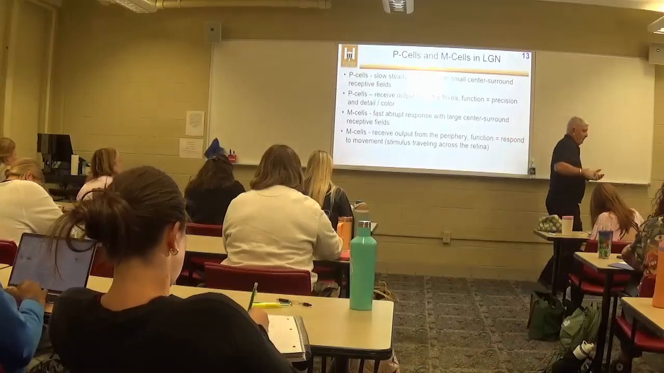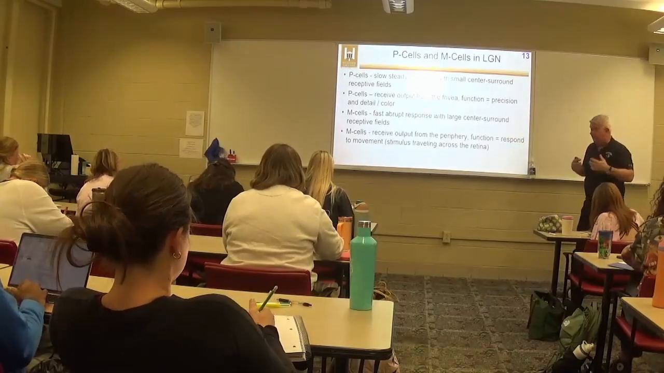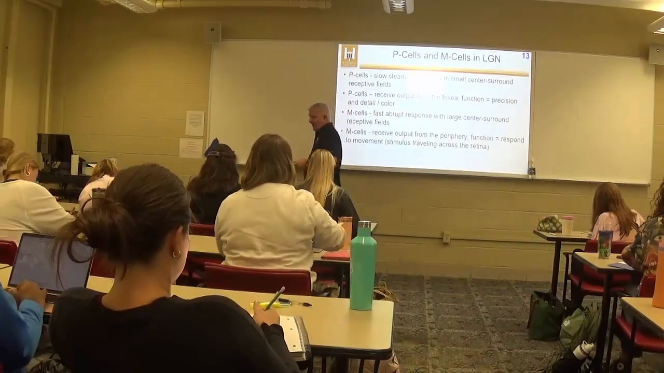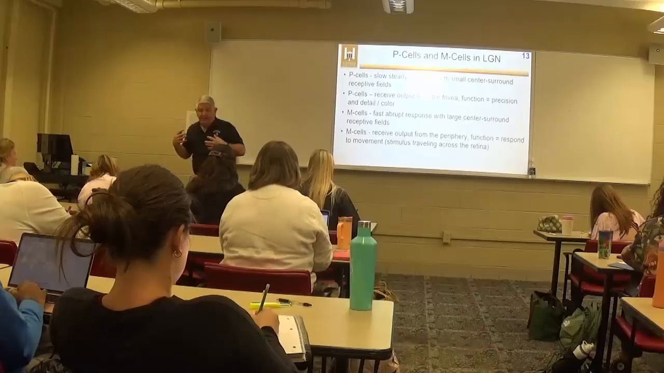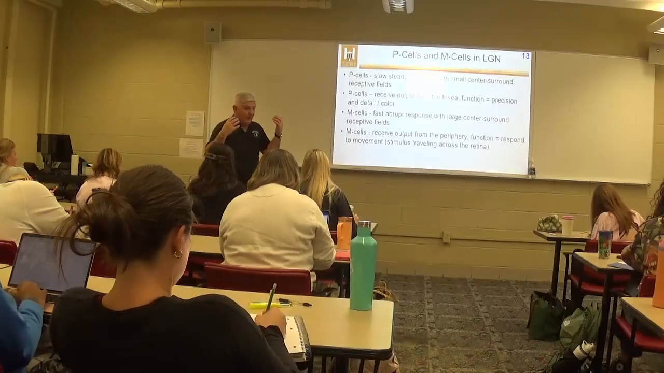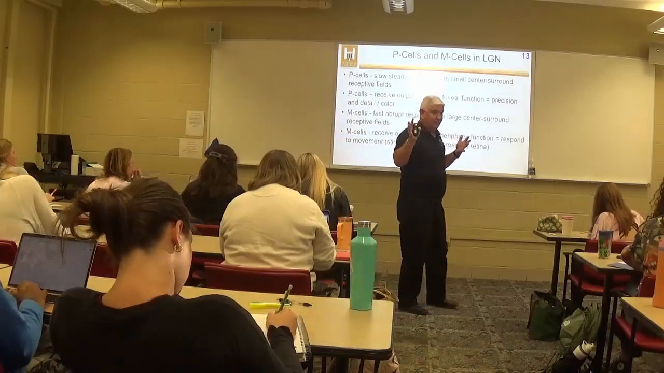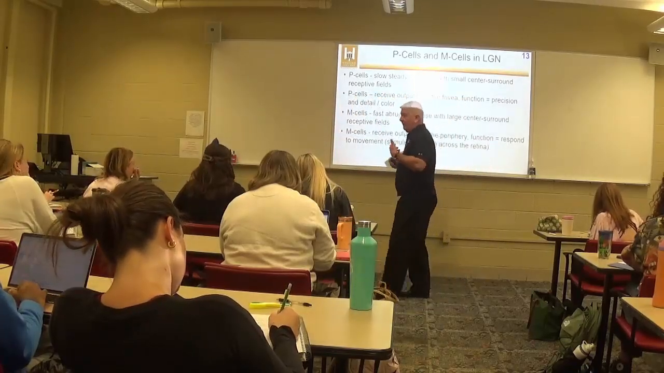So they receive input from the periphery, from cones and rods. They respond to movement and send signals to our superior colliculus and say, hey, I see something over there, look at it, identify it, put it in your fovea. Shift it from the M to the P.